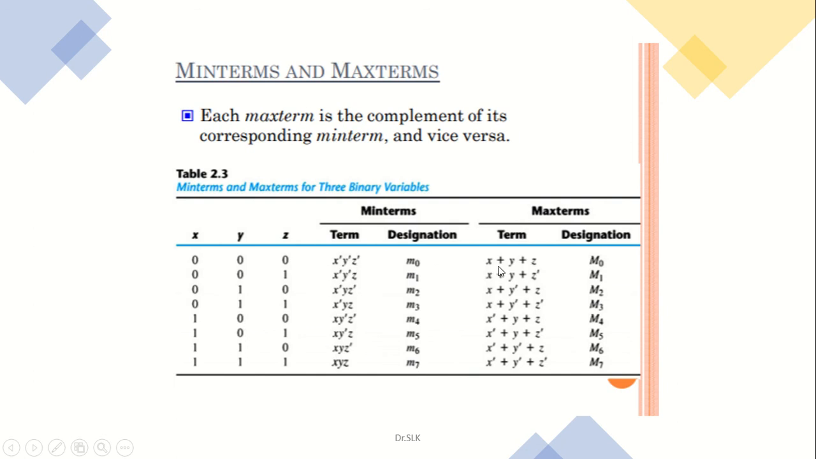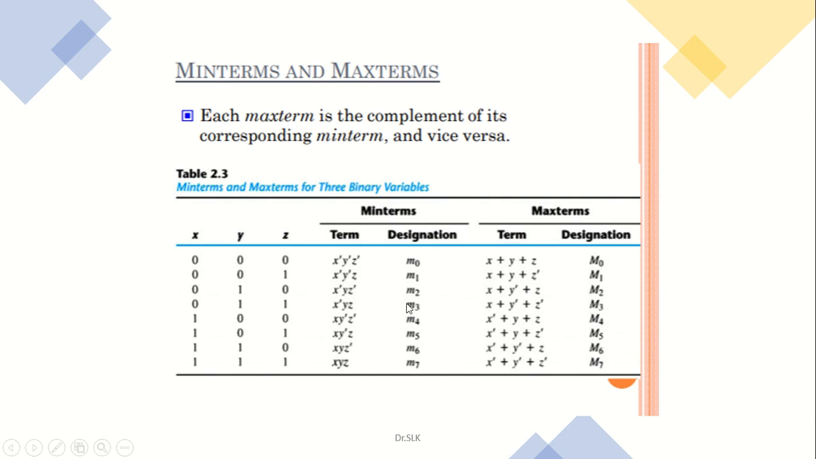Whereas for the sum terms, instead of this you have to invert, and you can write it as x plus y plus z. That is the dual of that. So x plus y plus z bar, and x plus y bar plus z, and x plus y bar plus z bar.